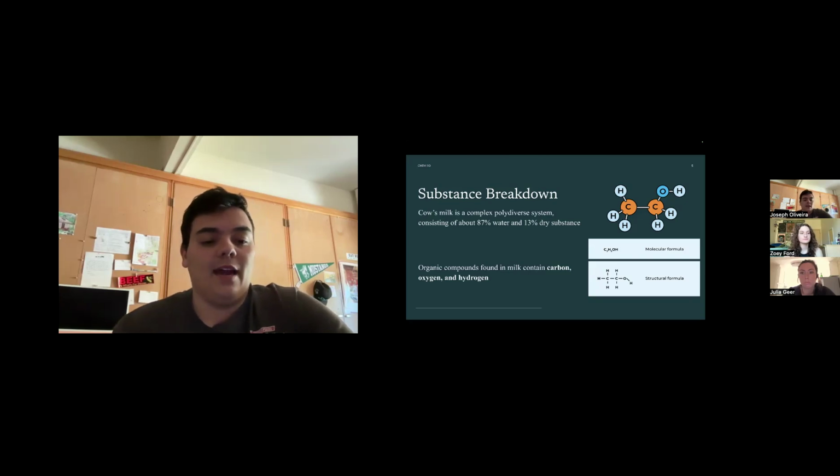For the substance breakdown, cow's milk is a complex polydiverse system consisting of about 87% water and 13% dry substance. This dry substance is suspended or dissolved in water. It can result in diverse types of distribution in the aqueous phase. Organic compounds found in milk contain carbon, oxygen, and hydrogen. These visuals are a milk composition graphic.